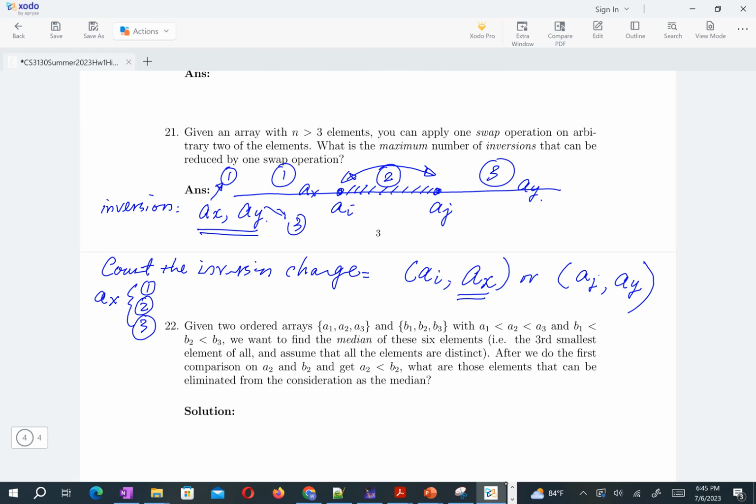Yeah, could be changed. All right, region 2. How about region 3? When AX comes from region 3, any change? Any change before swap? Region 3. Inversion, no change, right? So you can see region 1, no change. Region 3, no change. Only region 2, you have the change.